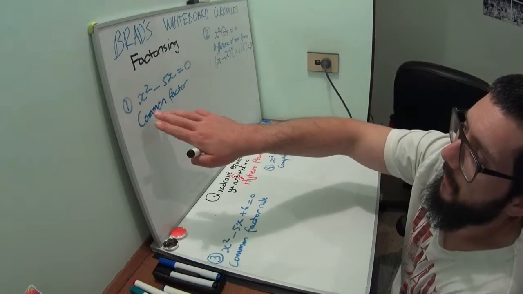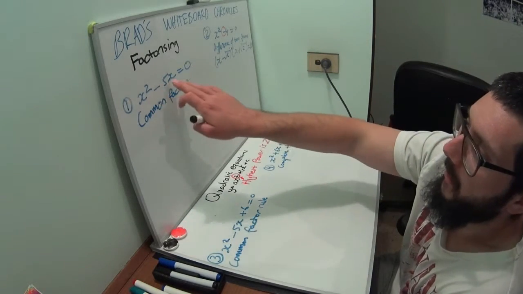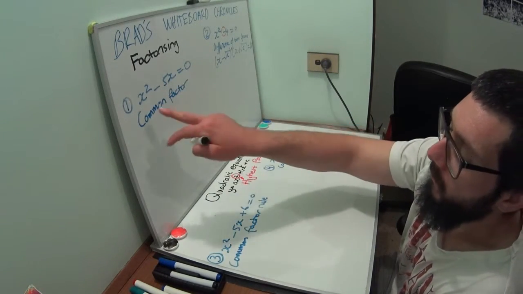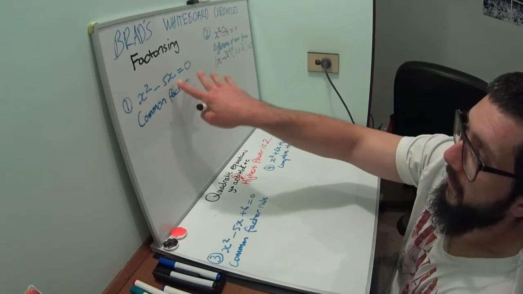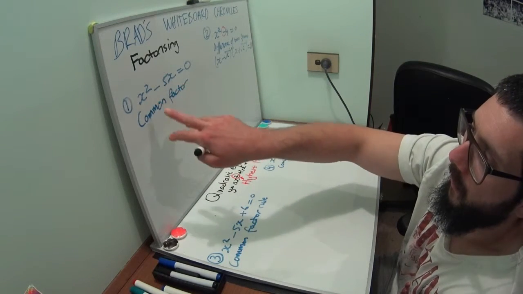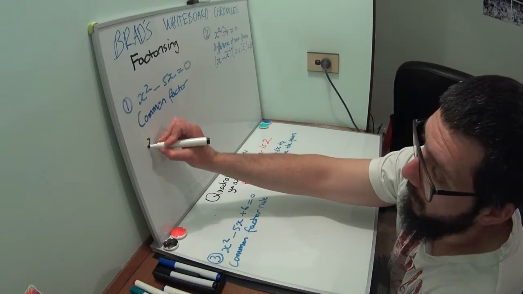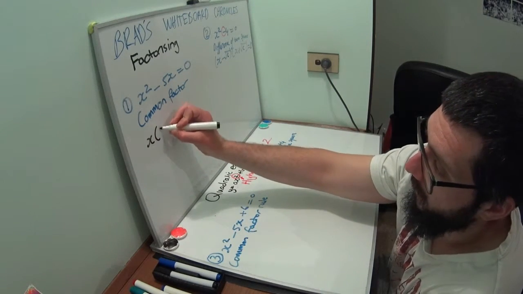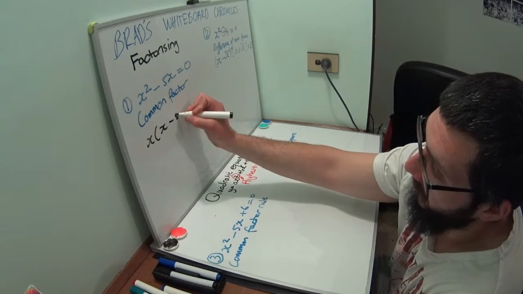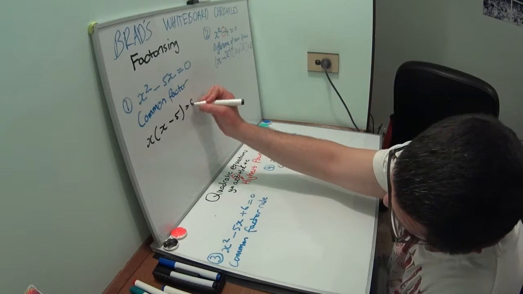So in this case here, we have x squared minus 5x equals 0. What's common about these two terms here? Well, we can see that both terms have got an x, so it's a common term. So we're going to pull out our x, and we're going to have x times x minus 5 equals 0.